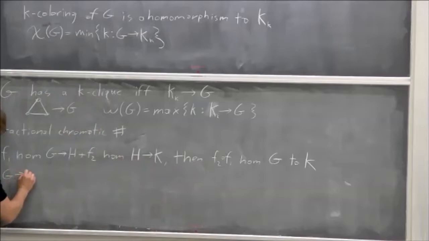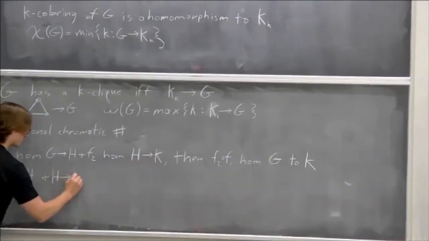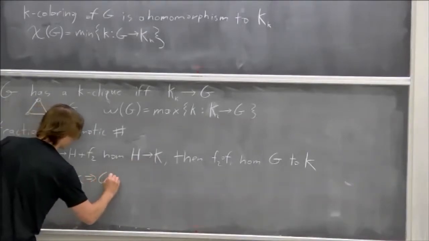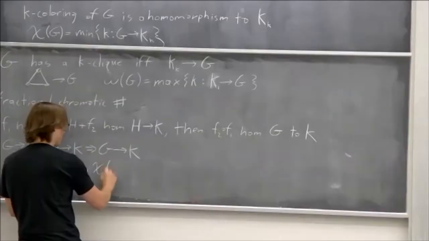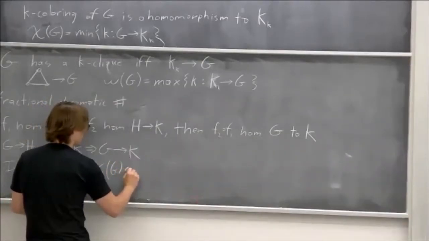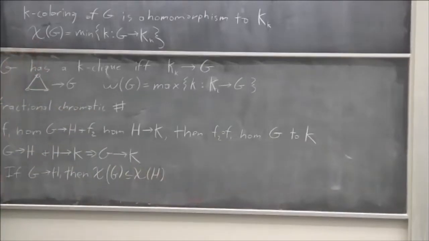We can write this as: G has a homomorphism to K. This is less specific because it is just existential, right? If G has a homomorphism to H and H has a homomorphism to K, then G has a homomorphism to K. And already using this, you can see very quickly that if G has a homomorphism to H, then the chromatic number of G has to be at most the chromatic number of H, because I can define the chromatic number in terms of having a homomorphism to a complete graph.